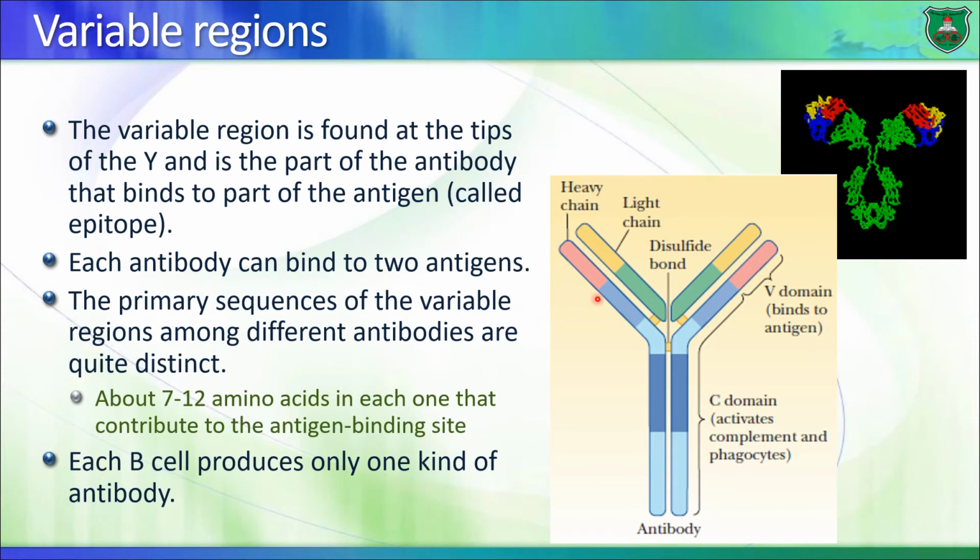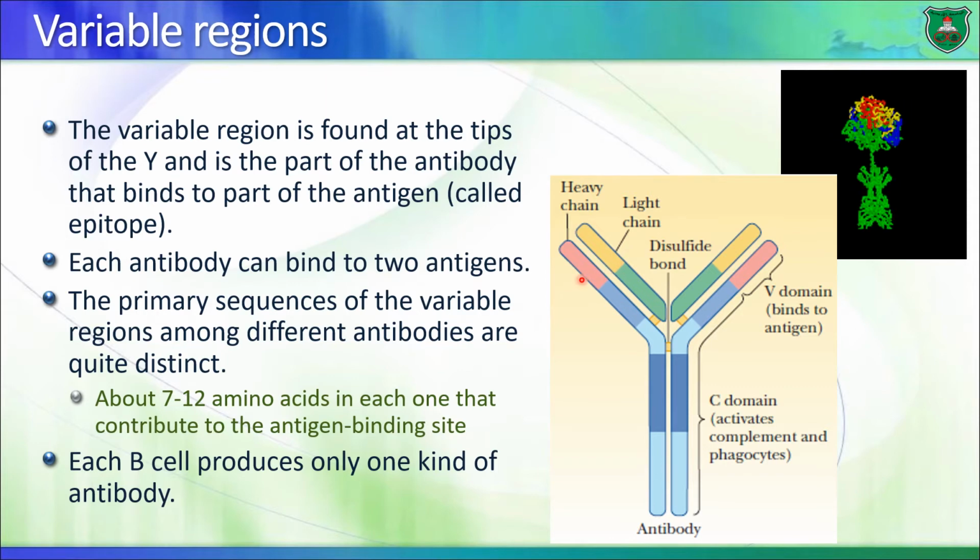Now, each immunoglobulin can bind to two antigens of the same type. So this part right here, both the variable region of the heavy and light chain, can bind to a particular position or place on the antigen, and the other side of the immunoglobulin, the variable regions of the heavy chain and light chain, can bind to the same exact type or position of another antigen, having the same structure.